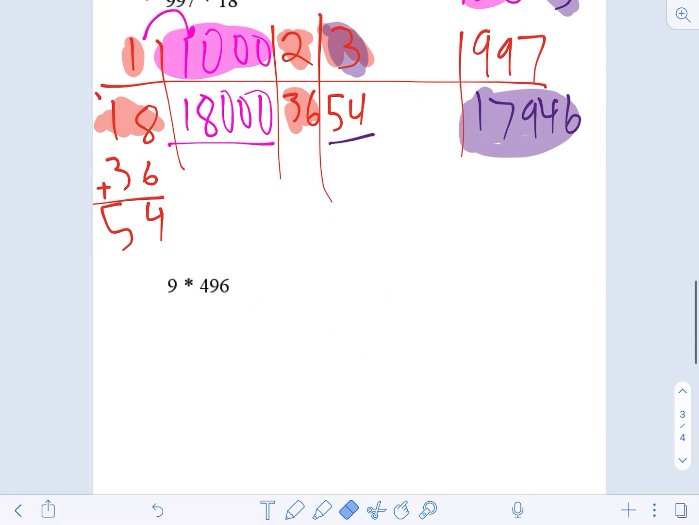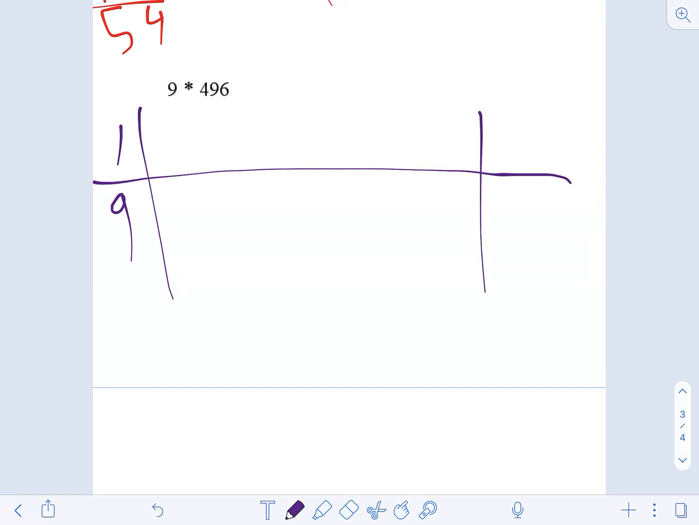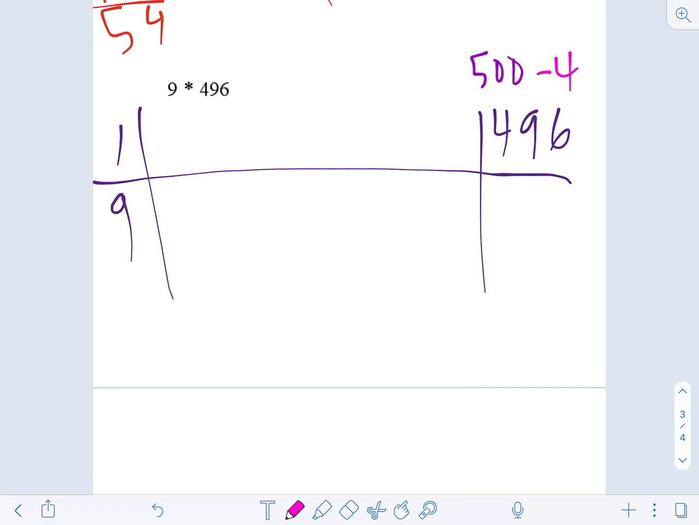There you go. Okay. 9 times 496. Okay. We start off with a 9. And then we need to get to 496 nines. Oh my gosh. Well, you may think, wait a second, Mr. Schneider. It doesn't have to be 496, does it? Well, no, it doesn't. That's a good point. You're right. It could be 500 minus 4, because 496 is super close to 500.